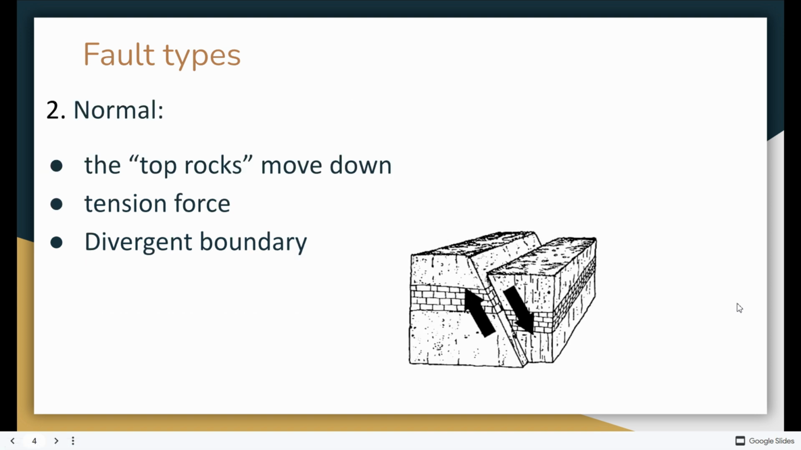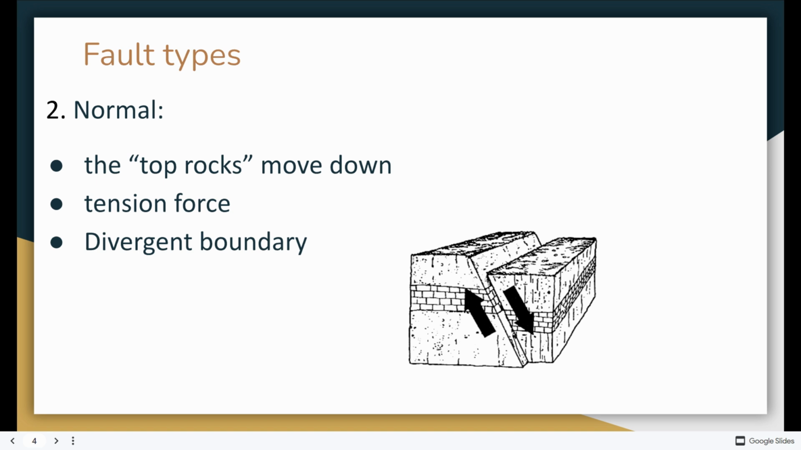The next one is called a normal fault. The top rocks are going to move down, so they're going to slide off of the bottom rocks. It is a tension force, and this is going to be a divergent boundary. So tension is when they're going to kind of pull away from each other, like that rubber band. So you pull the ends of the rubber band opposite directions, pull it away from each other, that causes tension.